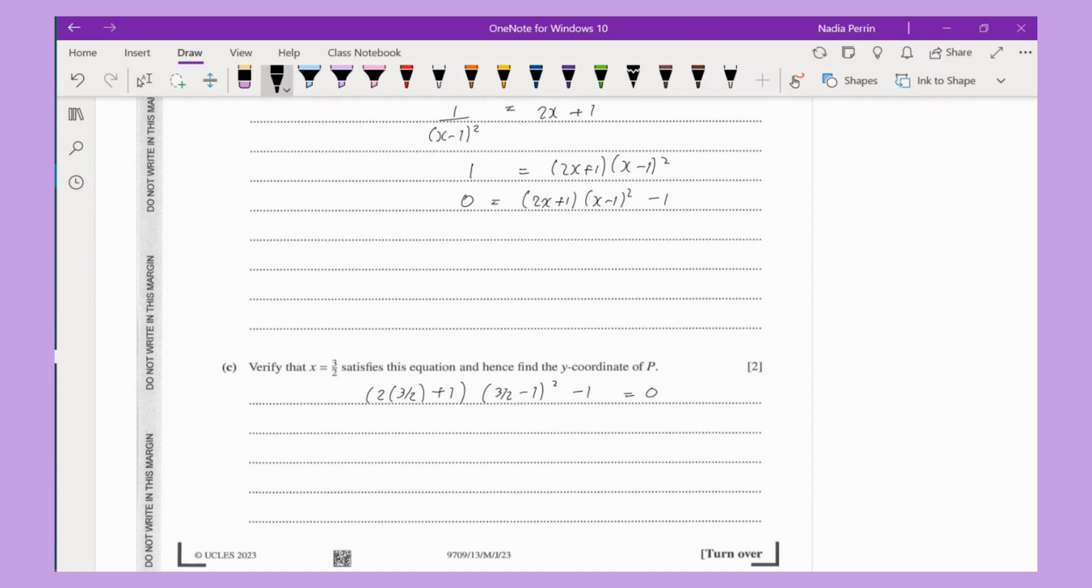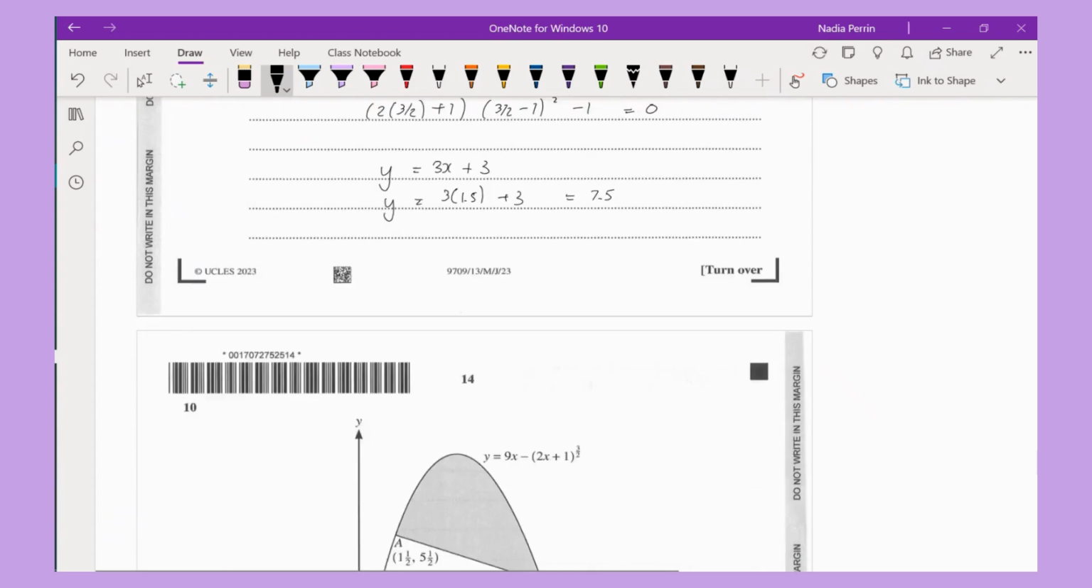And we do end up with 0. So then we find out what the y coordinate of P is by putting it into the equation of the line, because that seemed a lot easier. So y equals 3 times 1.5 plus 3, and we get 7.5.